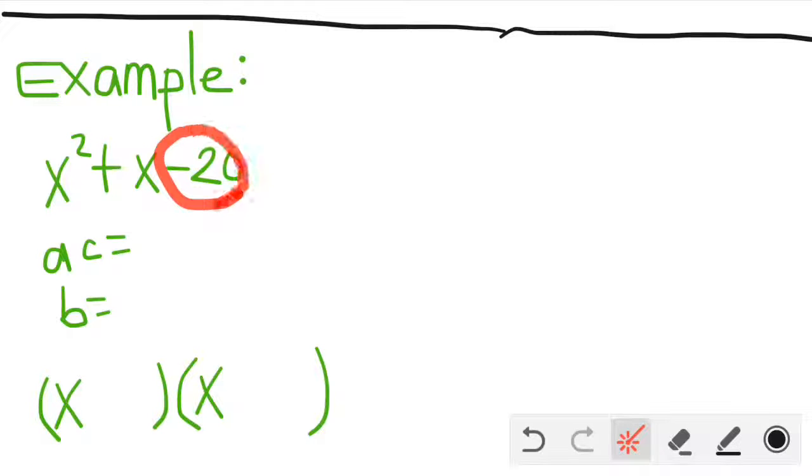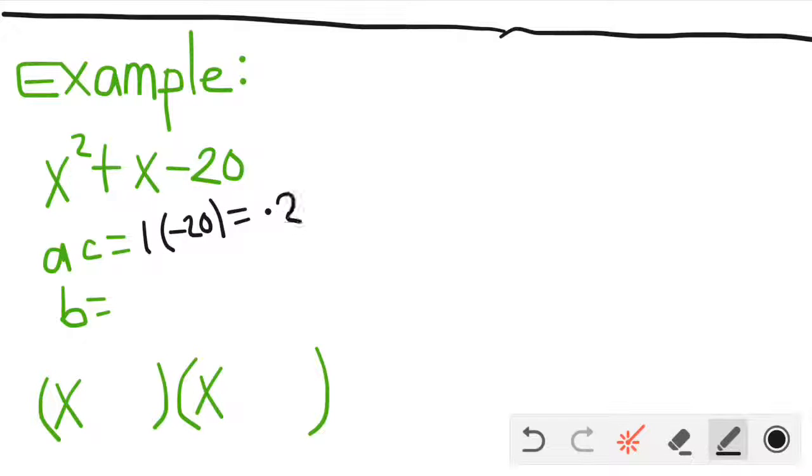Note that our c value is negative and our b value is expected to be positive. Let's go ahead and use our a, c, and b method. I have a 1 multiplied by negative 20, negative 20. And our b value is a positive 1. We now need to think of factors of negative 20. Take note, it's a negative 20 that must add up to 1.